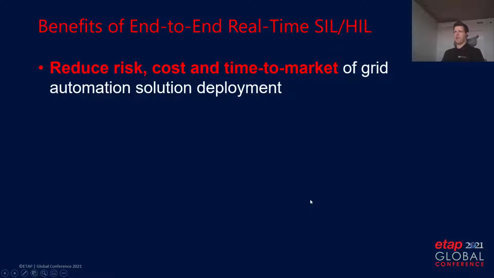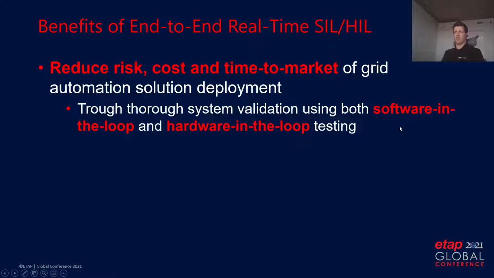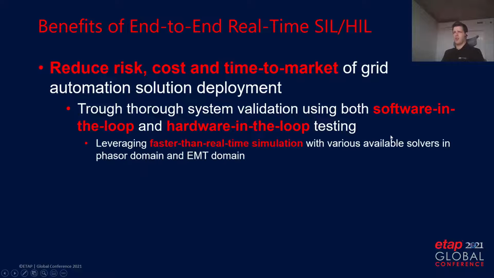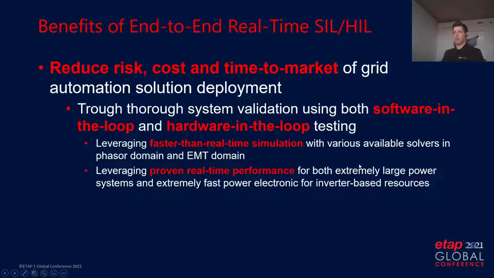So the benefits you get from this are mostly about reducing the risk, cost, and time to market of grid automation solution deployment through thorough system validation using both software-in-the-loop and hardware-in-the-loop testing. Leveraging faster than real-time simulation with various available solvers in phasor domain and EMT domain. Leveraging also proven real-time performance for both extremely large power systems and extremely fast power electronics for inverter-based resources.